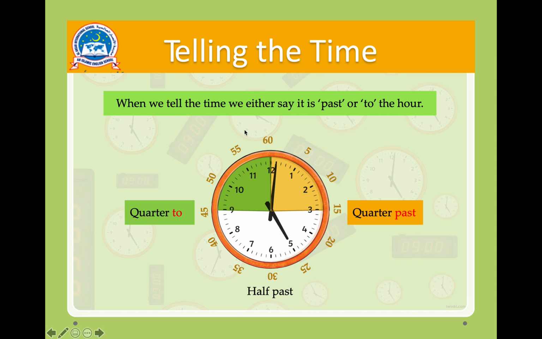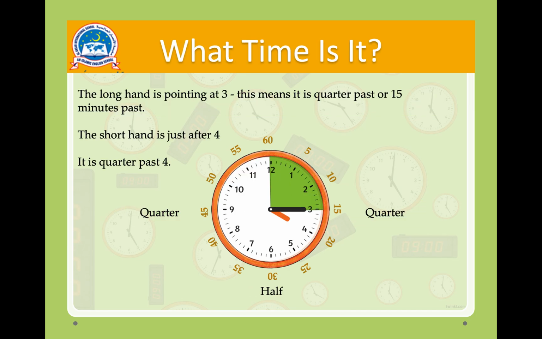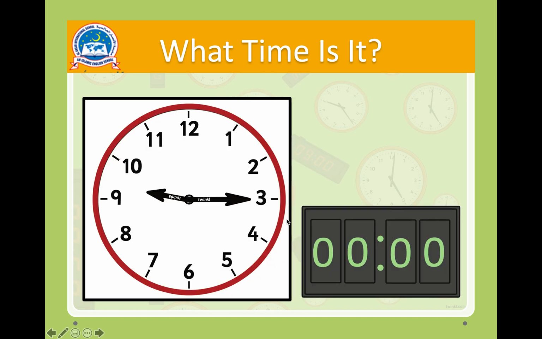Now, when we tell the time, we either say it's past or to the hour. So quarter to or quarter past. Here in this clock here, the long hand is pointing at the 3. This means it is quarter past or 15 minutes past the hour. The short hand is just a little after the 4. So we can say that it is quarter past 4 because it's just a little over the 4.